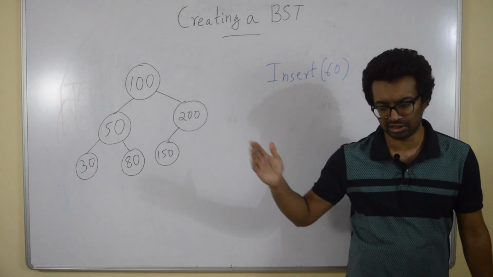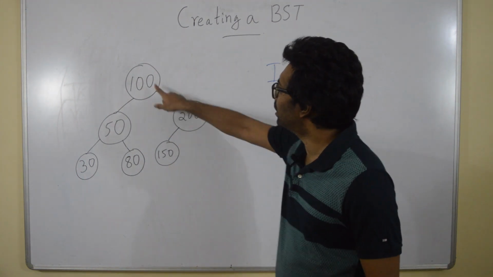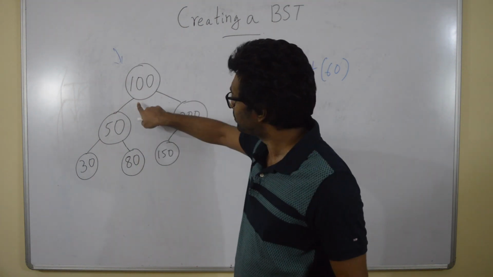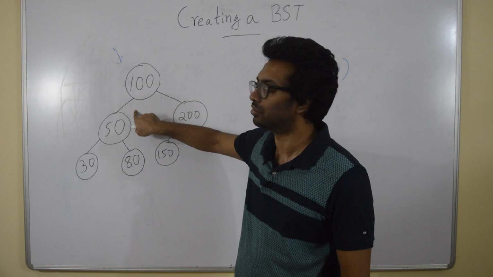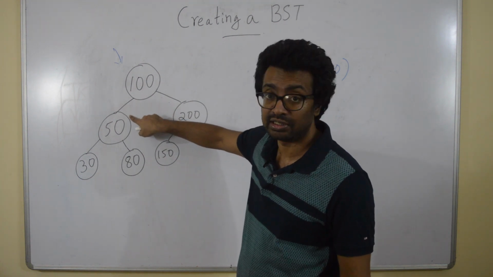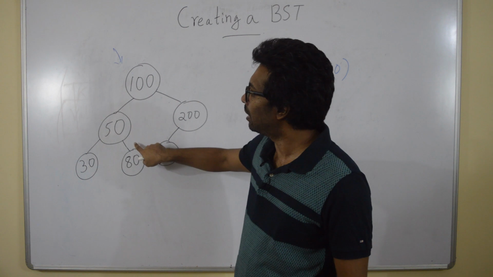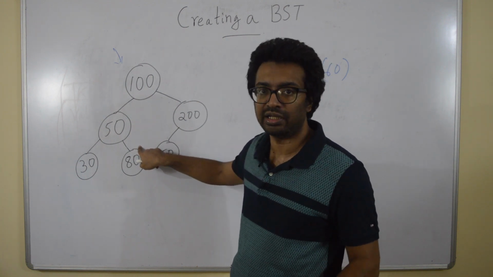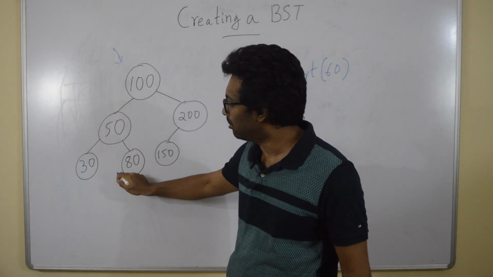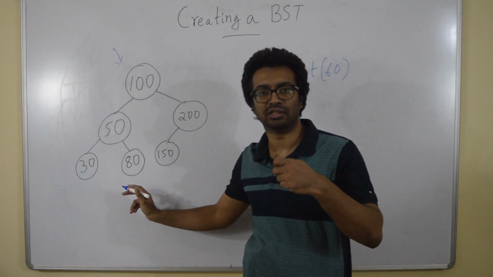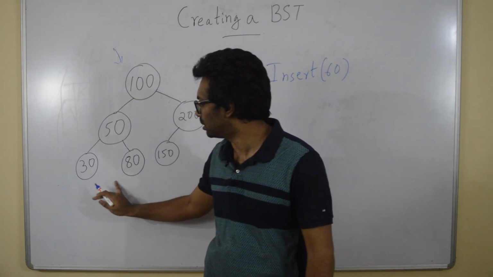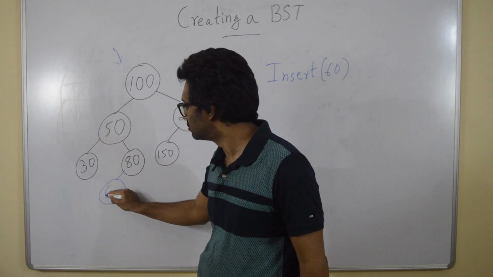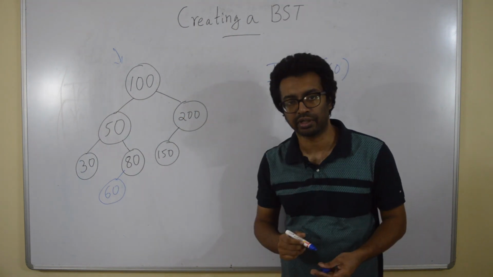So let's go through this example. I come here, I am looking for 60. I reach the root. 60 is less than 100, so I turn left. Then 60 is greater than 50, so I come here, and now I am at 80, and I see that 60 is less than 80, and I go there. I realize that it's null. There's nothing to go to on this side. So I insert 60 here. Is it clear?